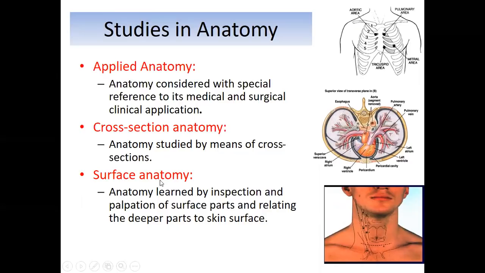And then we have surface anatomy. How do we learn this anatomy? Anatomy learned by inspection and palpation. We inspect, we see, and we palpate, we touch the surface part, and relate it to the deeper parts. That means we palpate and look at the surface, and then we try to relate what deeper structures are located deep to the skin. Okay, that is surface anatomy.